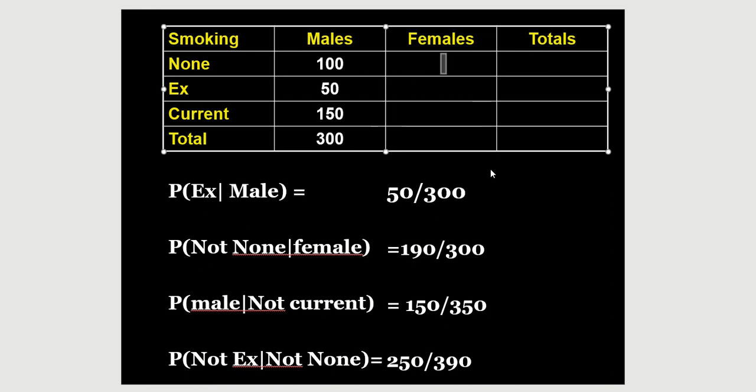So let me see if I could do that. Okay, so only looking at the males. Now tell me, who are the ex-smokers? The 50, and you're going to divide that 50 by 300. So the answer is 50 over 300.